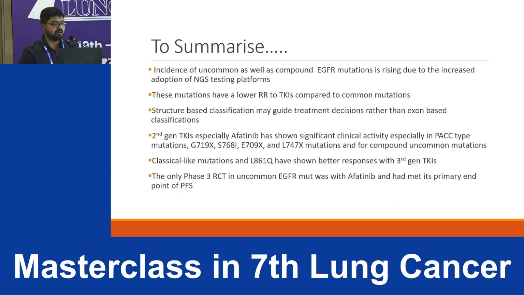So to summarize, the incidence of uncommon as well as compound EGFR mutations is rising, probably due to the increased adoption of NGS testing platforms. These mutations have lower response rates to TKIs compared to common mutations. Structure-based classification may guide treatment decisions rather than exon-based classification, just as we saw here. Second-generation TKIs, especially afatinib, have shown significant clinical activity, especially in the PACC type mutations and the 4 mutations mentioned here. Classic-like mutations and L861Q have shown better responses with third-generation TKIs. The only phase 3 RCT we have in uncommon EGFR is with afatinib only, and it has met its primary endpoint of PFS.